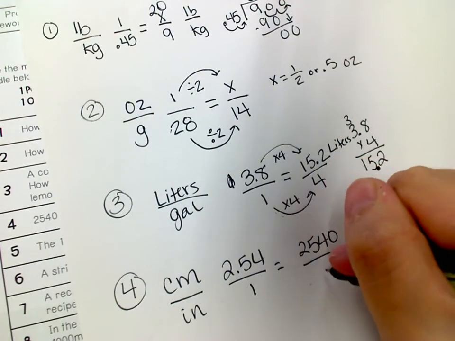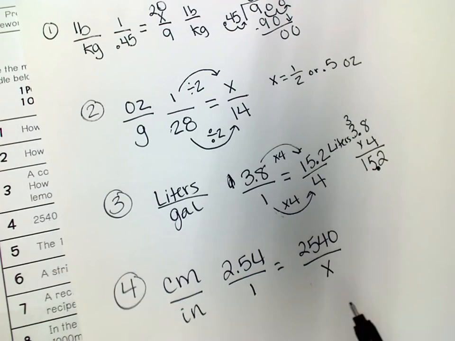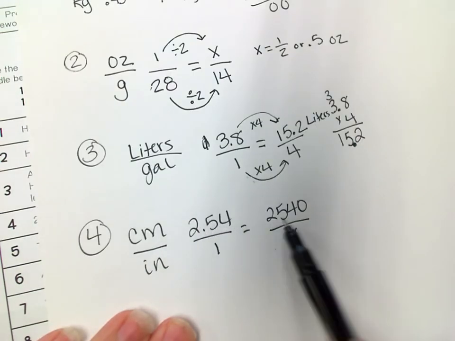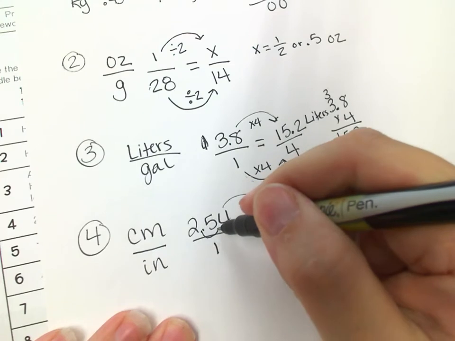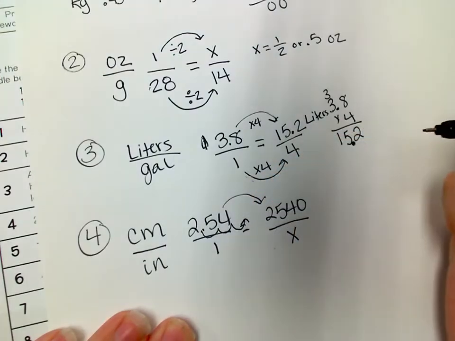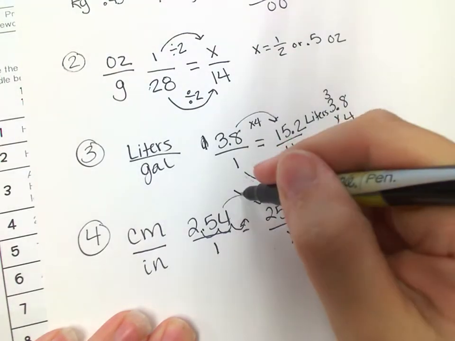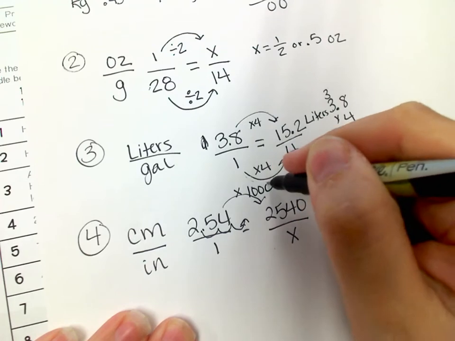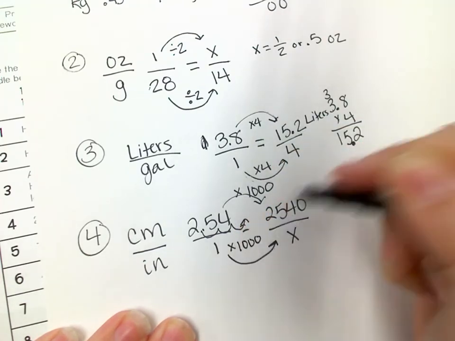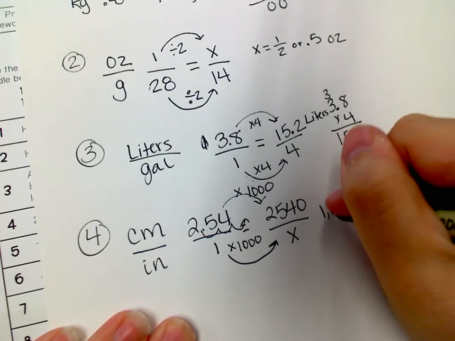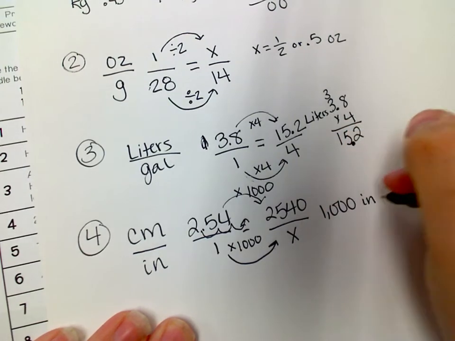And it says, if I have 2,540 centimeters. Okay, so what am I doing from here to get to here? I'm multiplying by 1, 2, 3 places. I'm moving the decimal, so that means I'm multiplying by 1,000. So I need to multiply here times 1,000. So my answer is 1,000 inches.